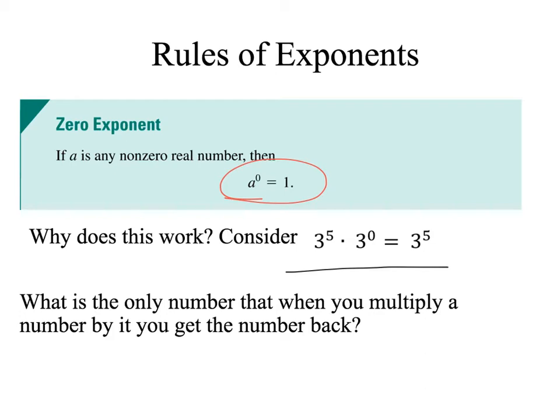So notice that I've multiplied 3 to the 5th power by 3 to the 0 power, and I've gotten 3 to the 5th power back again. So think about it. What's the only number that I can multiply something by and get the original number back? The only number that we know that does that is the number 1. That means 3 to the 0 power must be acting just like the number 1, because when we take 3 to the 5th and multiply by that, we're getting 3 to the 5th back again.